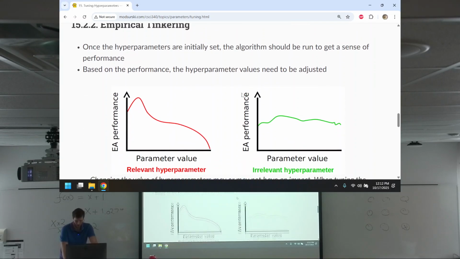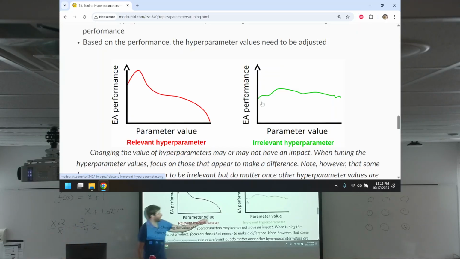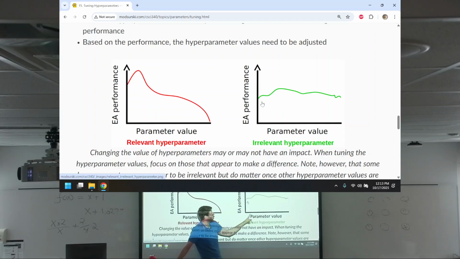All right, so empirically thinking, once the hyperparameters are set, initially the algorithm should be run an instance. You hit run to get a sense of performance, all right? And based on the performance, the hyperparameter values should be tuned, right? This is the feedback loop. This is that loop of tuning, okay? So sometimes when you change a hyperparameter, it has a big impact on the performance, okay? That sometimes happens. Sometimes you've got a hyperparameter where when you change it, it has no real impact on the performance.